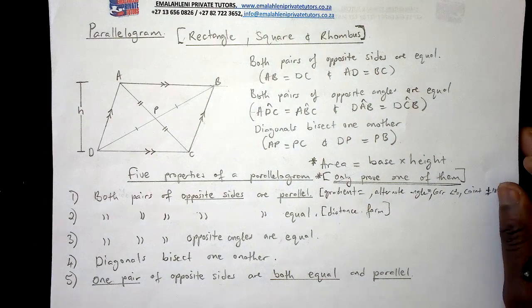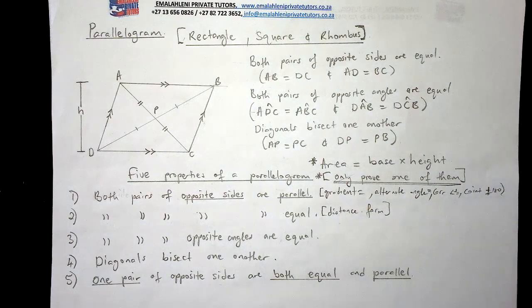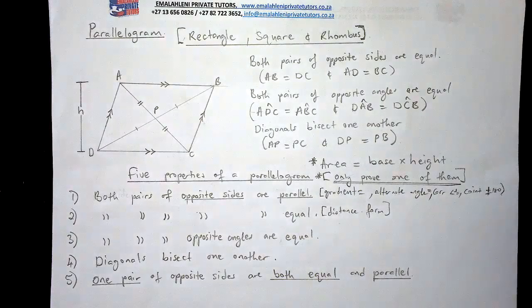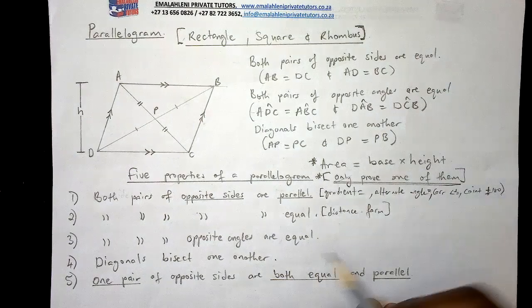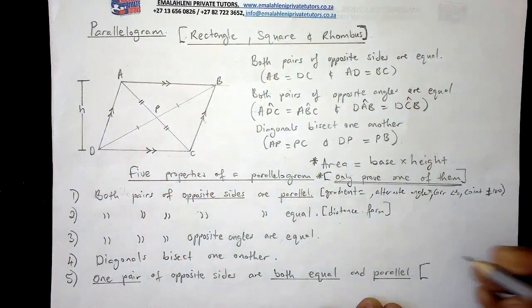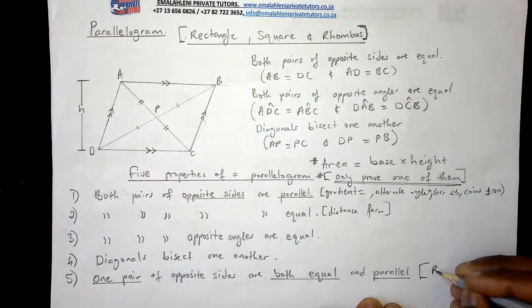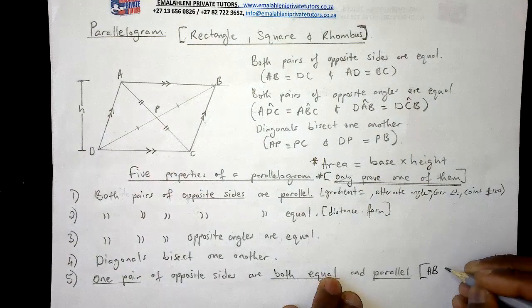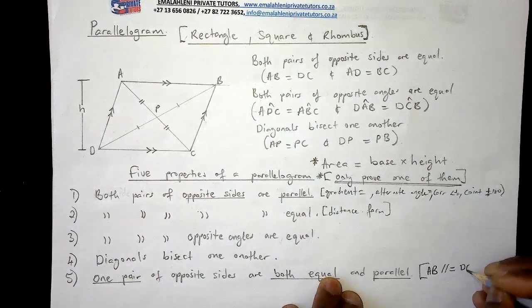Here is the thing here. You can be given information for one pair of sides. The other sides are not given. So what do you do now? You work with one side, one parallel. So it means that from this, you can just prove that AB is parallel and actually equal to DC. That's what we mean by this.